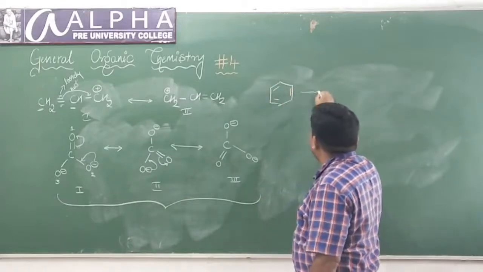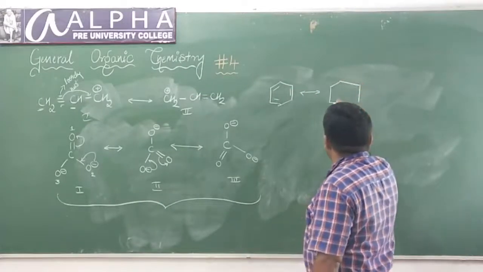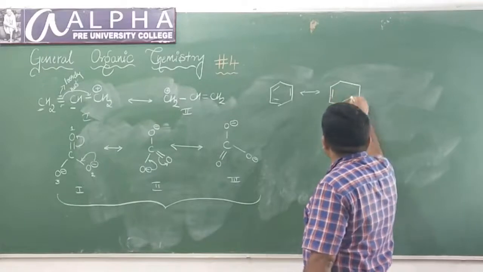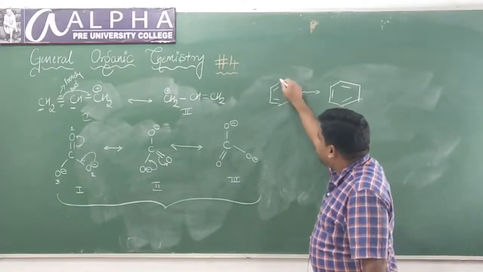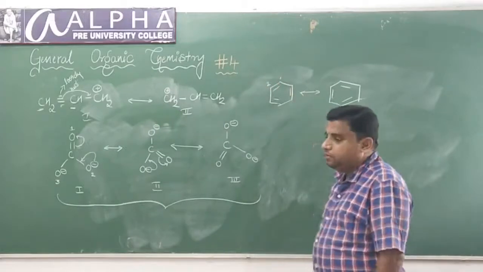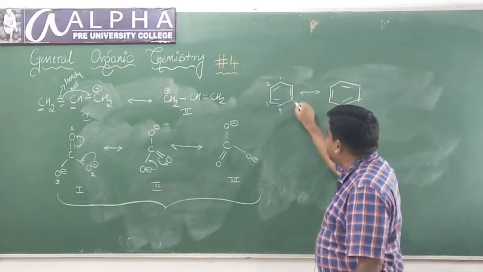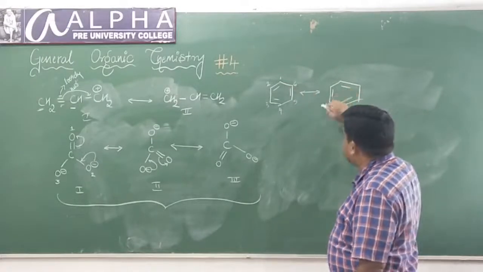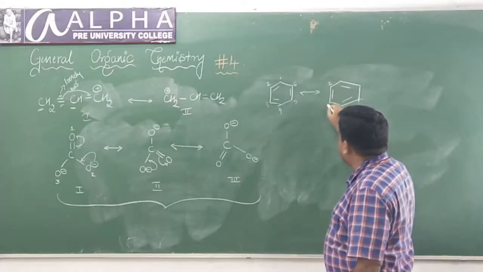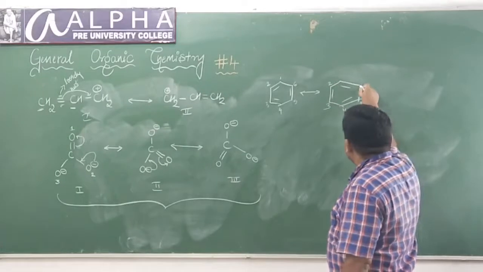What is the other resonating structure? Yes, this is the resonating structure of benzene, isn't it? Are we clear? Here the pi electrons are between first and second carbon, third and fourth carbon, and fifth and sixth carbon. Whereas here, the pi bonds, that is the double bonds, are between second and third carbon, fourth and fifth carbon, sixth and first carbon.